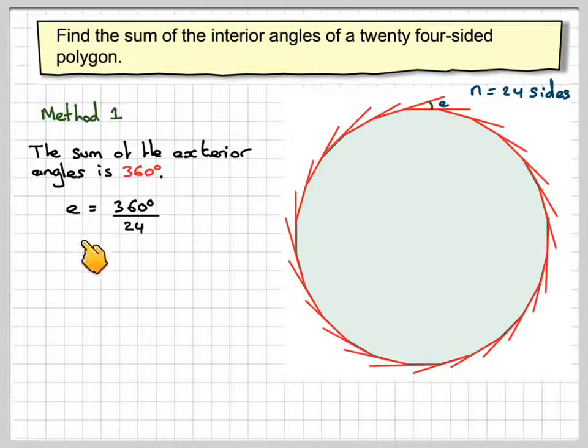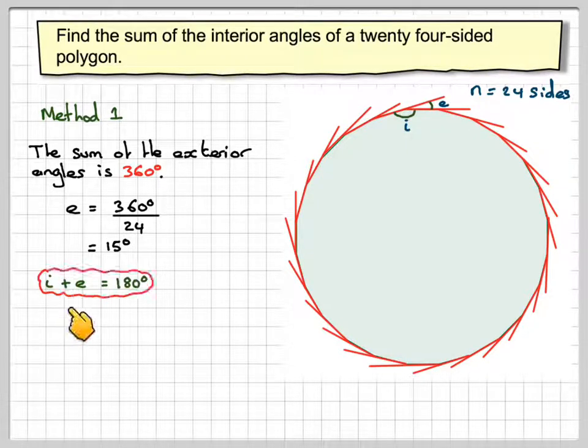So if I want to find the size of one of those angles, then I just take 360, which is the sum, divided by the number of sides, which is 24, and that gives me 15 degrees. So each of these is worth 15 degrees. This here is the interior angle, and we know that the sum of the interior and the exterior angle is 180 because they both lie on a straight line. So I plus E is equal to 180.